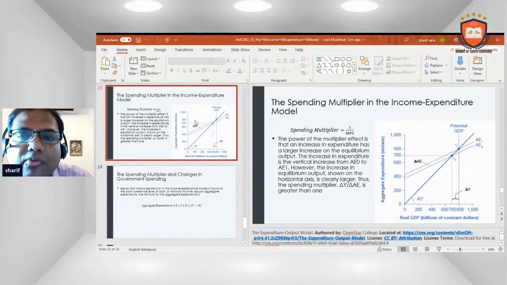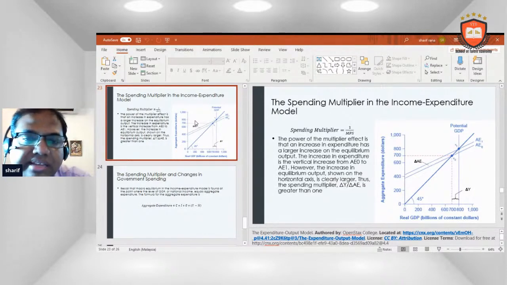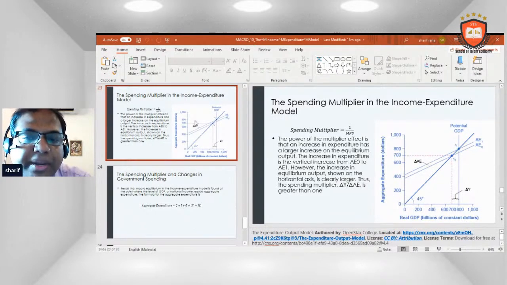The spending multiplier in the income expenditure model. If you observe this graph, the x-axis is real GDP and the y-axis is aggregate expenditure. The spending multiplier equals 1 divided by MPS. The power of the multiplier effect is that an increase in expenditure has a larger increase on the equilibrium output. The increase in expenditure is the vertical increase from AE0 to AE1. However, the increase in equilibrium output shown on the horizontal axis is clearly larger, thus the spending multiplier, delta Y divided by delta AE, is greater than 1.